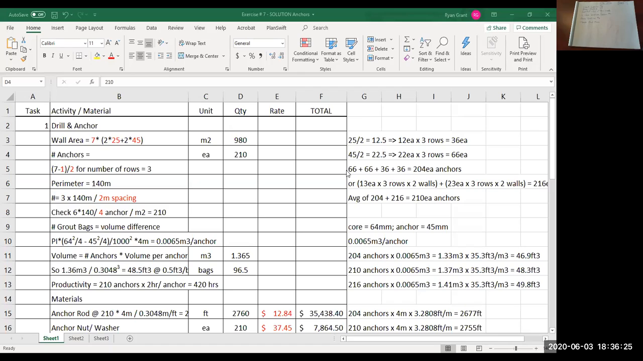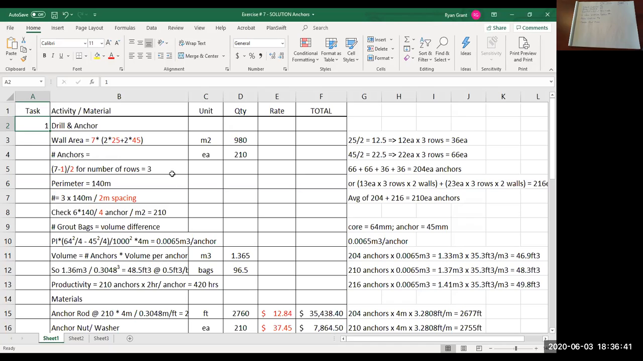Okay, so let's go through it here. So my first task that I have shown here was doing the anchors, so drilling and installing the anchors. So we need to calculate a few things first.